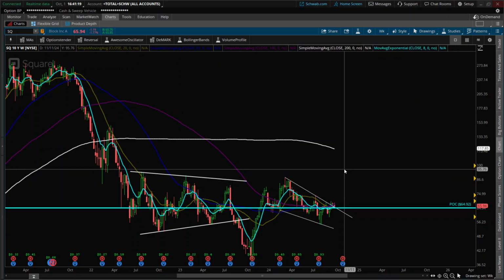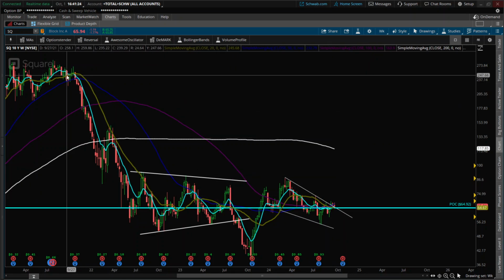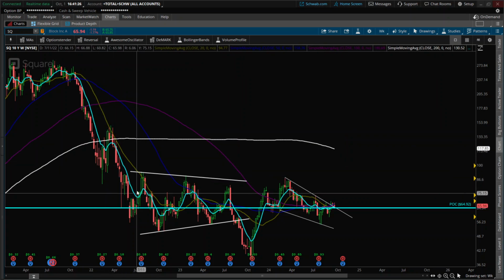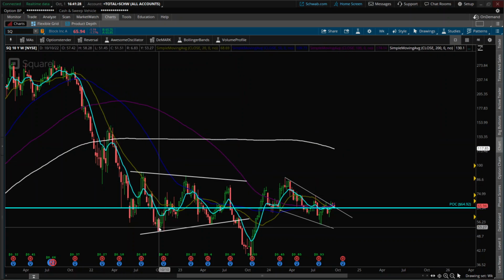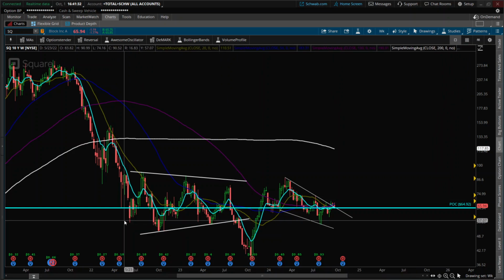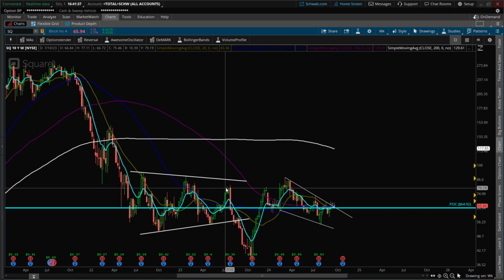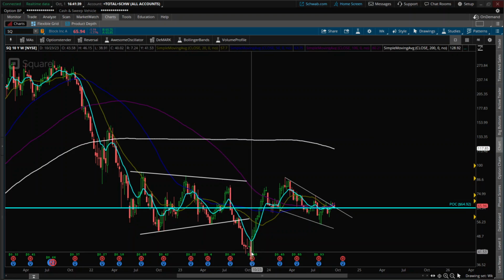That coiling and ready to pop. Okay, so here's how I'm actually looking at it as a 1, 2, 3, excuse me, this 4 triangle, and then 5. This could be the bottom of 3. A, B, C, D, E for a triangle, and one last move for wave 5.